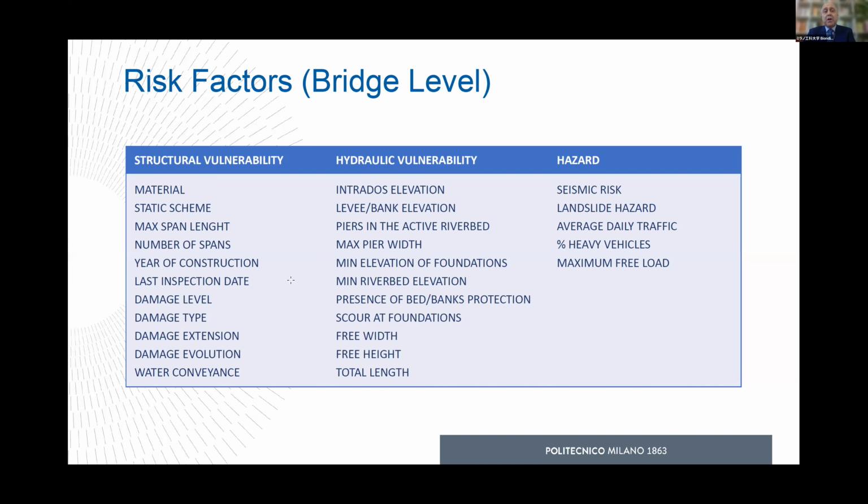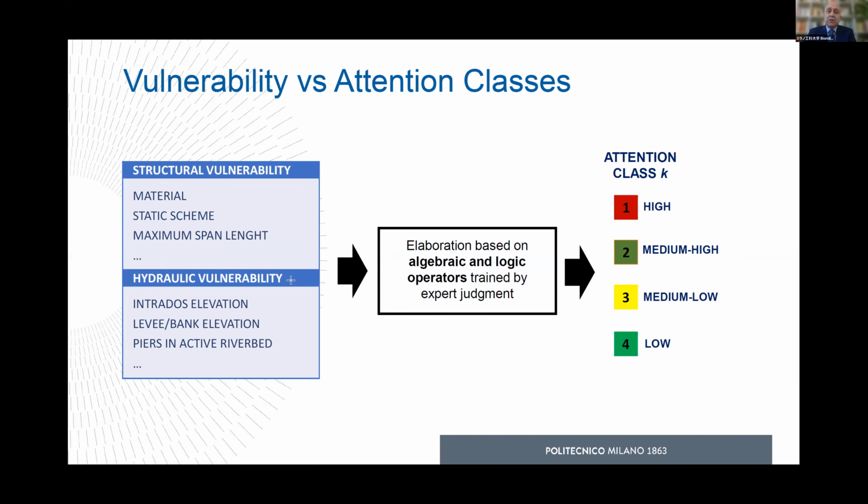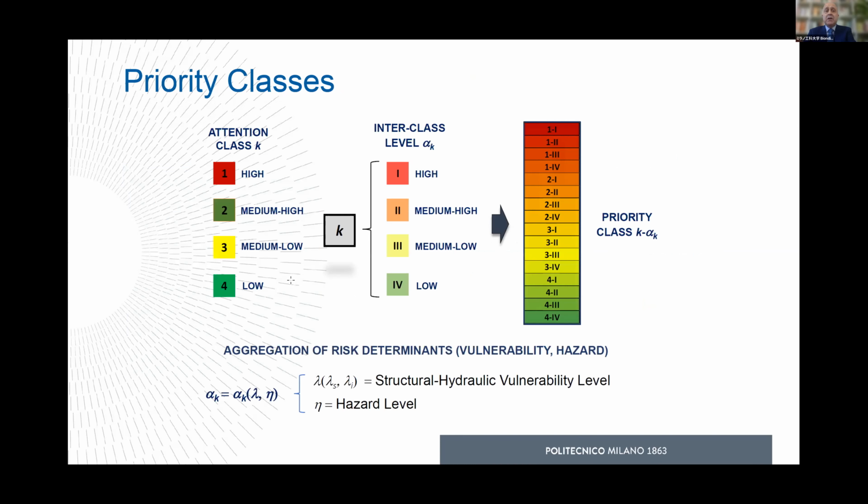The definition of the intervention priority is based on a discrete ordinal classification, and considering the documentary and incomplete nature of the information processed, only 4 classes of attention are considered, from low to high. The risk factors are grouped into primary and secondary variables according to their importance and processing sequence, and the evaluation algorithm for the attention class is based on logical and algebraic operators processing the primary variables associated with bridge vulnerability. For better prioritization, intra-class subdivisions are also introduced.